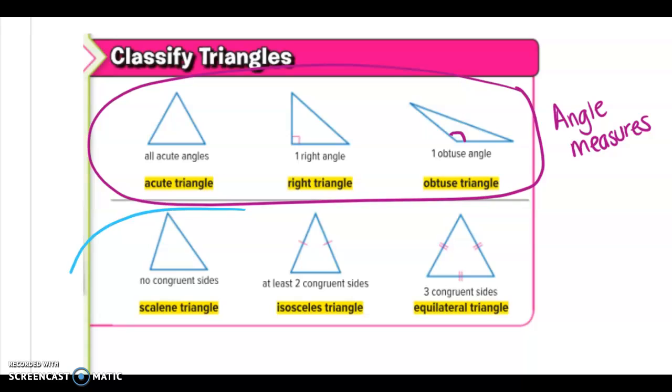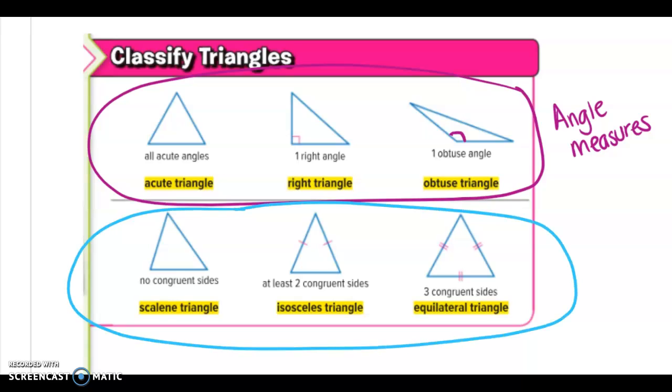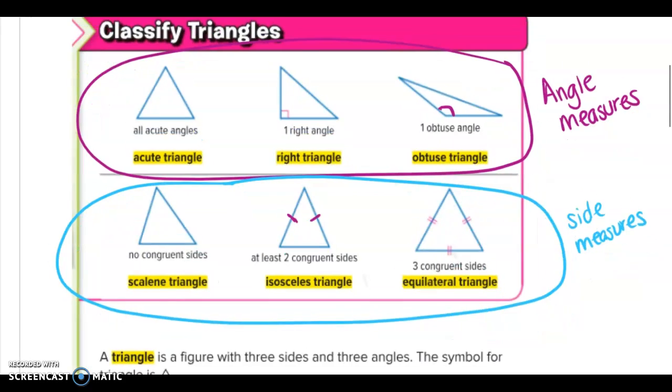And then you can classify based on sides. All of these are based on side measurements. Scalene means there's no congruent sides. Isosceles means that there's 2. You see these little markings here. That means that those 2 sides are going to be the same measure. Maybe they're 4 and 4, 7 and 7, whatever it may be. And then you've got markings here on all 3 of the sides. So that's an equilateral triangle. All 3 sides are going to be equal to each other. All right, so those are our classifications.